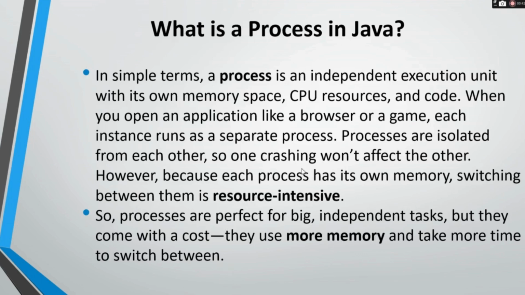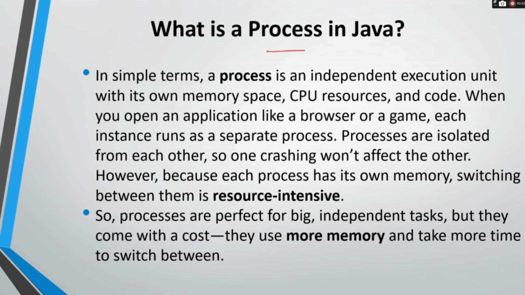So first of all, let us check what is a process. A process is an independent execution unit with its own memory space, CPU resources and code. When you open an application like a browser or game, each instance runs as a separate process. Processes are isolated from each other, so one crashing won't affect the other. For example, different tabs: one tab won't affect a different tab in the browser. One player does not affect the working of another player in the game.